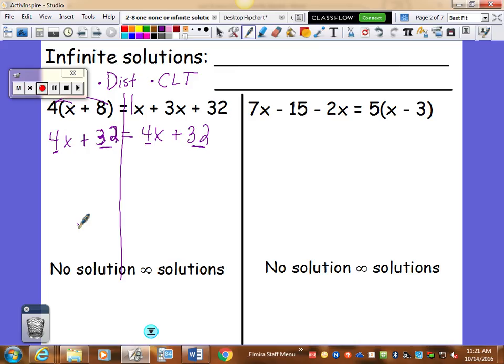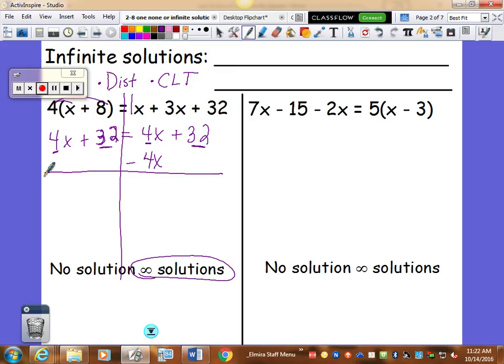So if they are identical, that means it won't matter what value x is. Any value for x will work. That would mean there are infinitely many solutions. I can't find just one value. Okay, so in theory, you can stop here and you can circle infinite solutions or write infinite solutions, but let me show you what happens if I keep going.